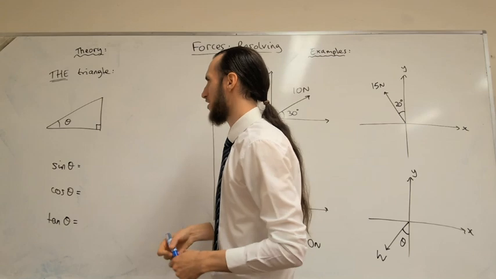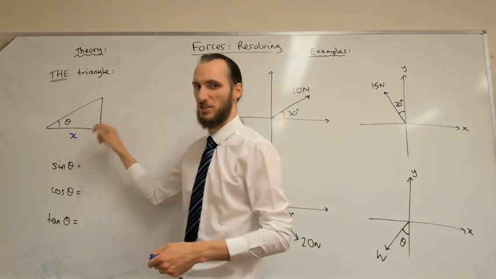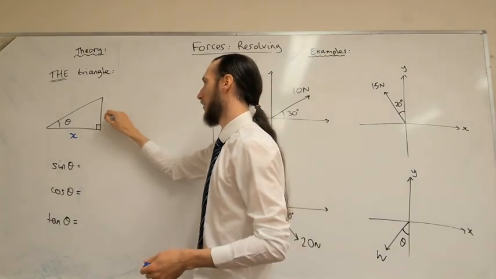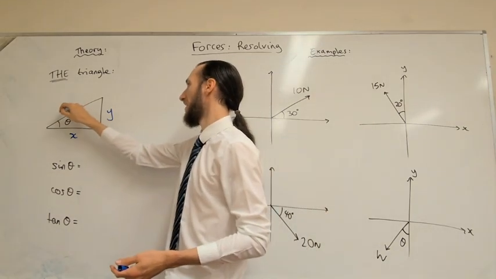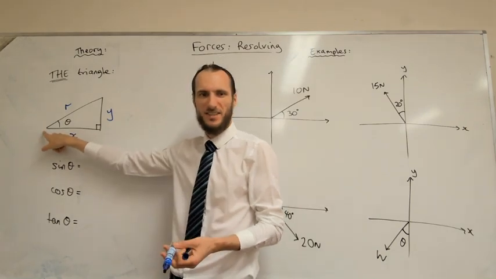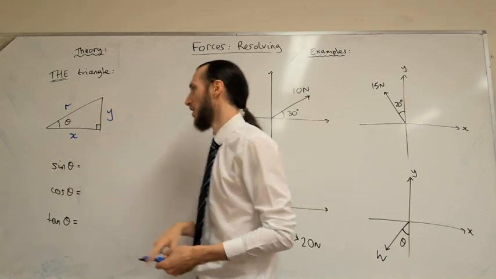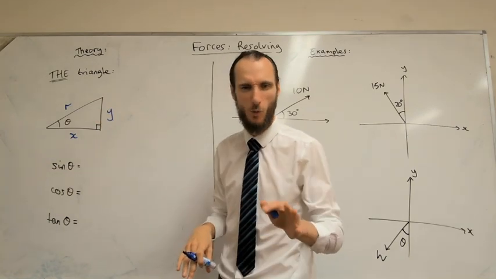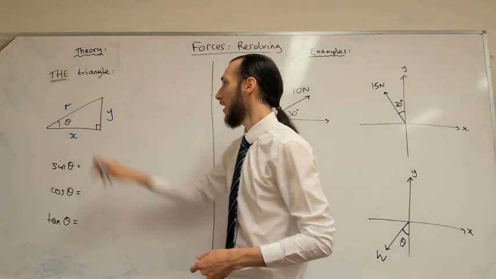So let me just label this triangle. Let's call the horizontal one x, because it's in the x direction, the x coordinate. Let's call the vertical one y, because it's in the y direction. And then let's call this side r, because if we imagine this was the center of some axes, this would be like a radial line coming out from the axis. It's part of the unit circle and stuff. We can talk about it more later. But right now, let's just call them x, y, and r.